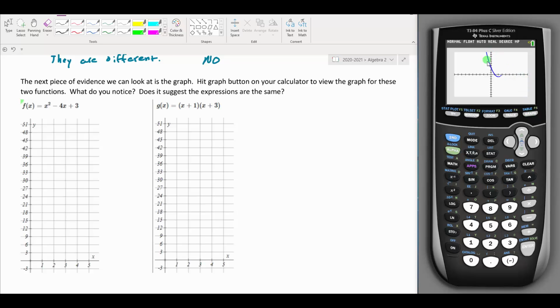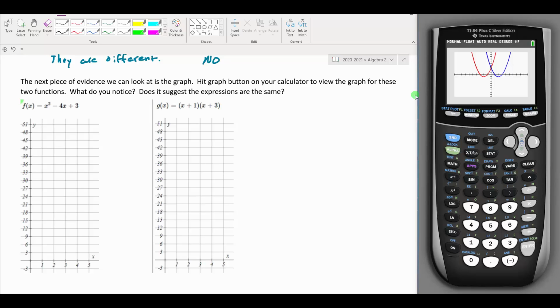So the first one, that's the blue one, that comes down, that's f of x. And then we should see a red parabola. There it is. Red parabola there, that's g of x. And you can see those are two different parabolas. They are not the same parabola. If they were the same, you would have one lay down right on top of the other, and that's not what's happening here. So I can see from that graph they are not the same.